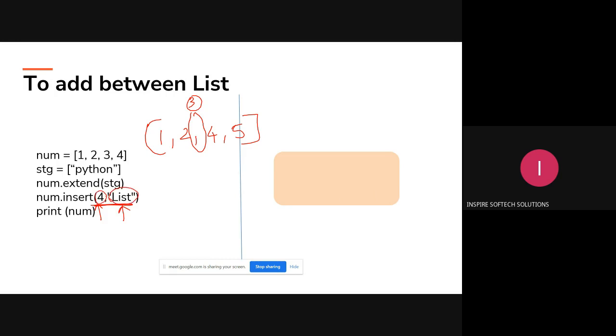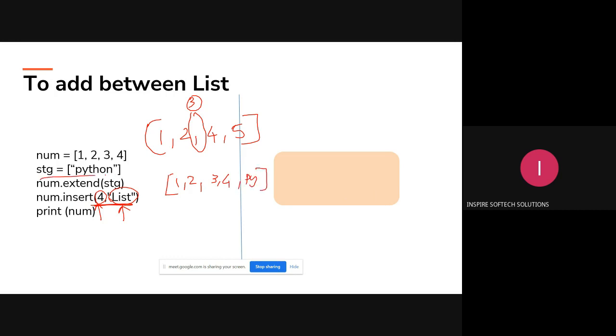So you are giving a place, and in that place, which value you have to place, that you are also representing. So insert has two parameters. The first is choosing which index or which place. The second parameter is going to be the value. Yeah. So 1, 2, 3, 4, and Python will be there.